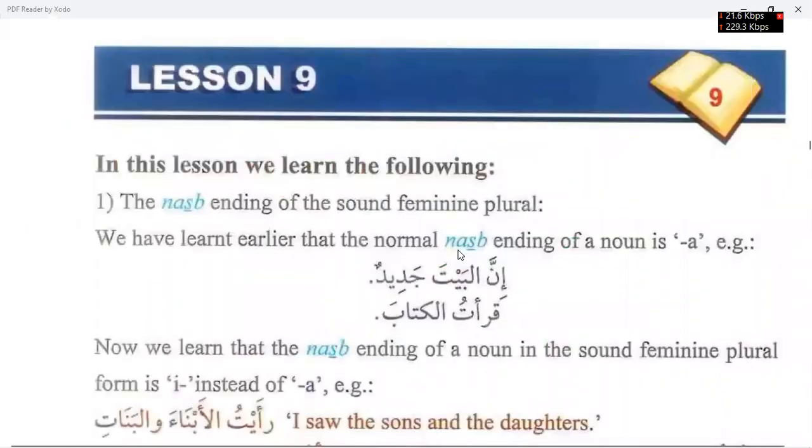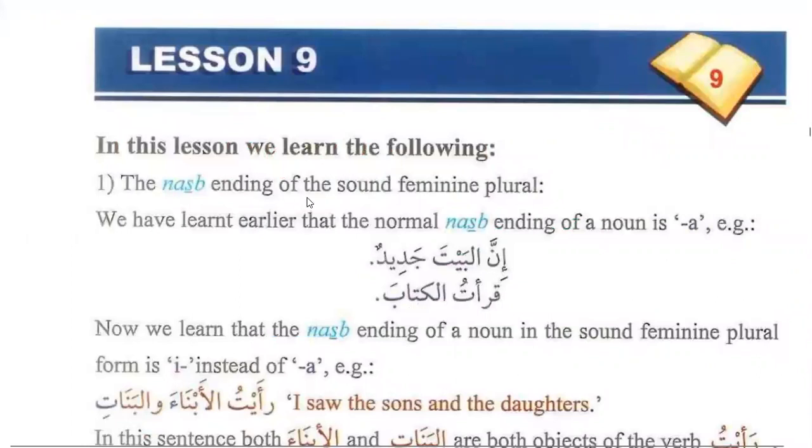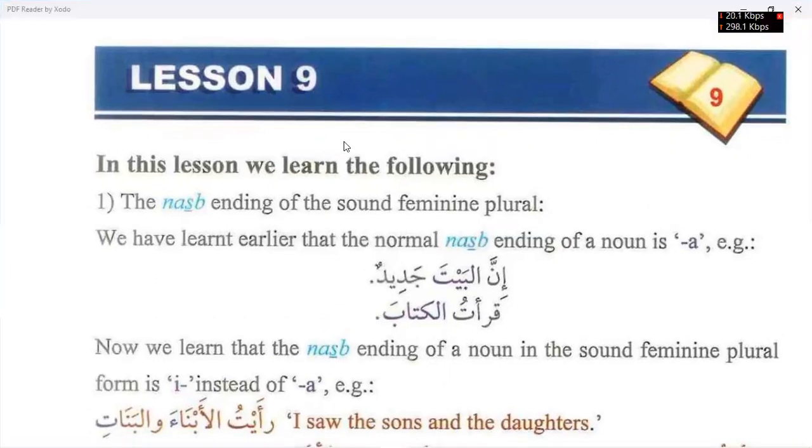Lesson number 9. Here you will learn the nasab ending of sound feminine plural. Sound feminine plural in Arabic is called Jama Monas Salim. So you will learn the mansub form of Jama Monas Salim. You know that whenever any noun is mansub, we use fatha with it.